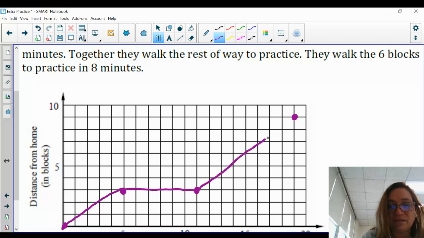And that's the rest of his journey. So in the beginning, this is Maddie walking alone. Here's Maddie waiting. And then here's Maddie walking with his friend. Here we go.